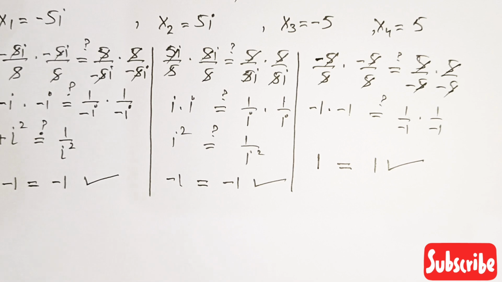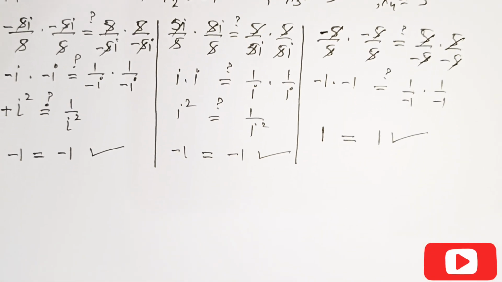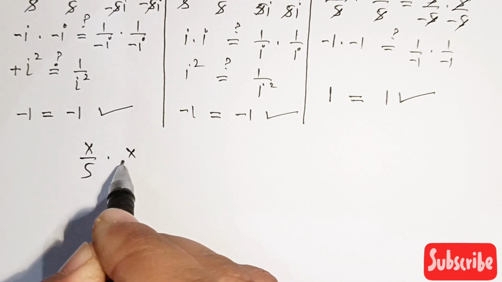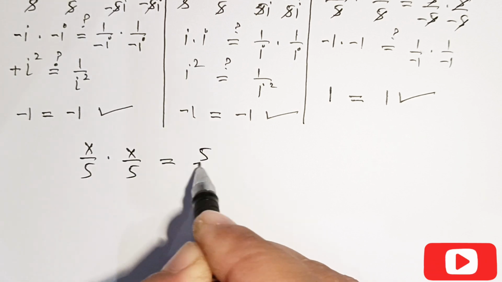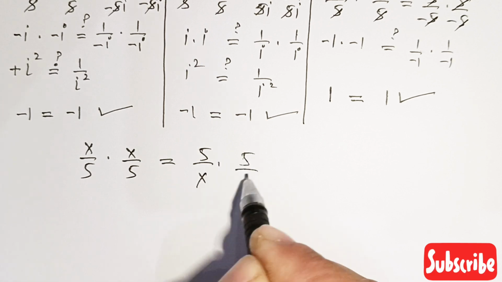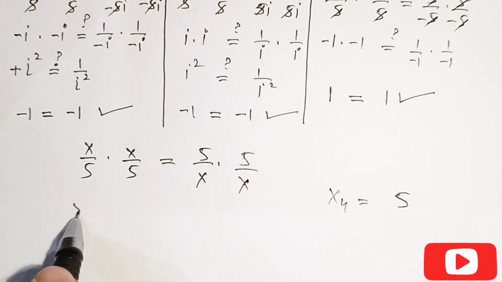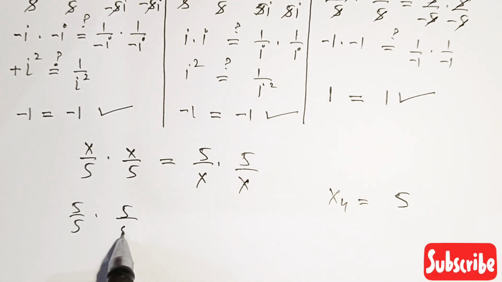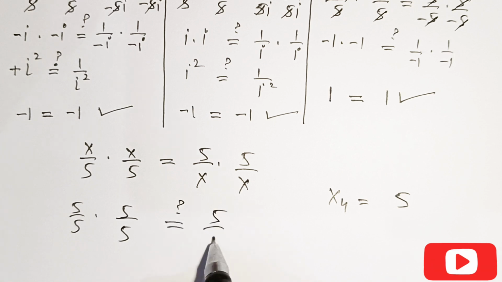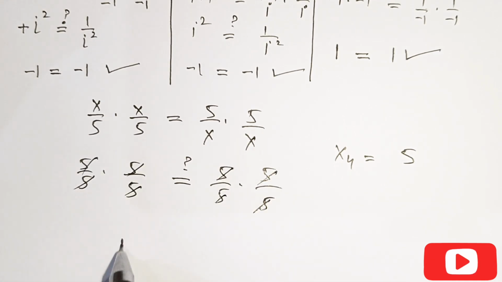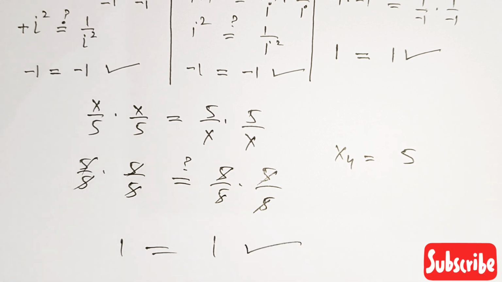Now using x4 is equal to 5, here we have x over 5 times x over 5 is equal to 5 over x times 5 over x. So when x is equal to 5, then we have 5 over 5 times 5 over 5, is it equal to 5 over 5 times 5 over 5. So here we have 5 cancelled, then we get 1 is equal to 1. So our left hand side is equal to right hand side.